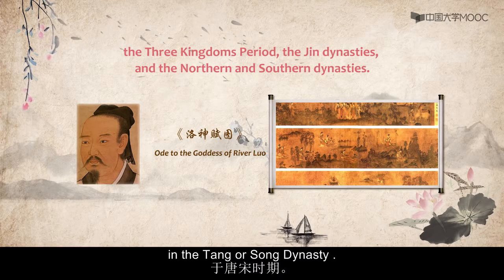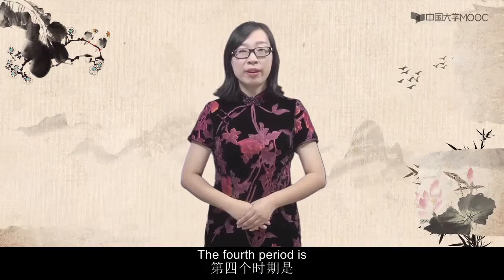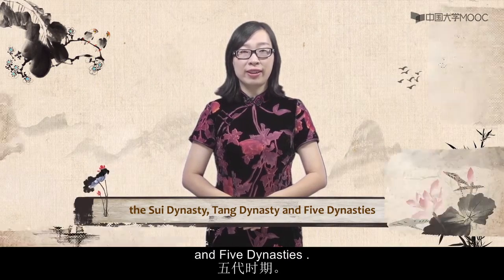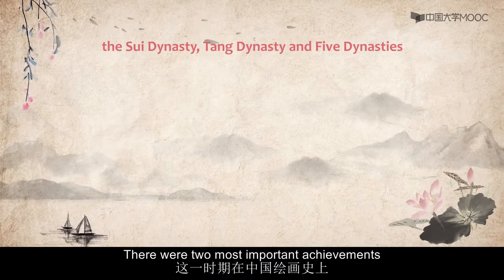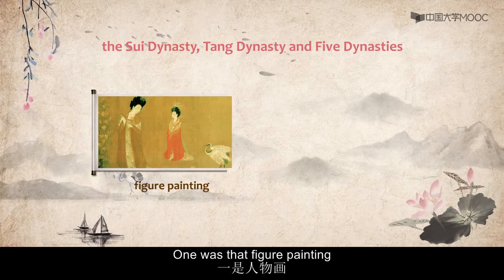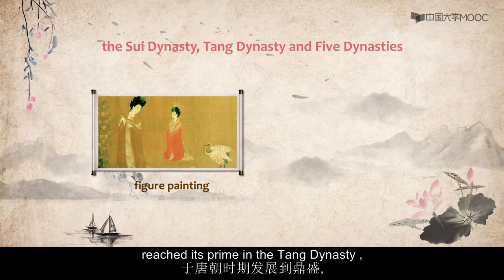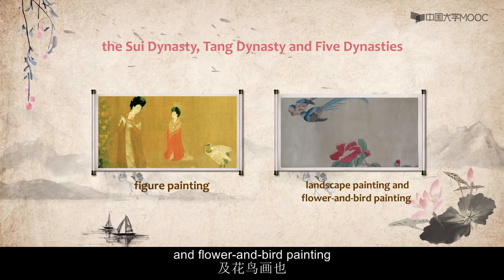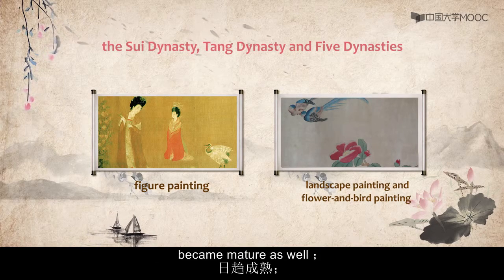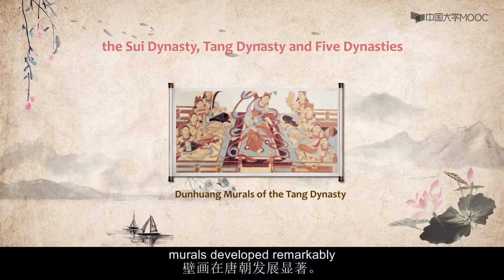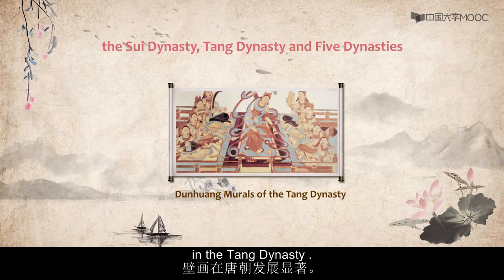The 4th period is the Sui dynasty, Tang dynasty, and the 5 dynasties. There were 2 most important achievements in the history of Chinese painting. One was that figure painting reached its prime in the Tang dynasty, and landscape painting and flower and bird painting became mature as well. The other was that the mural developed remarkably in the Tang dynasty.